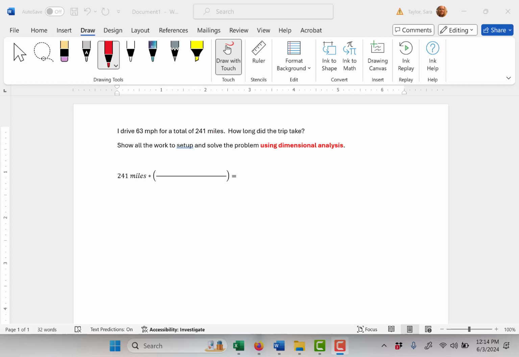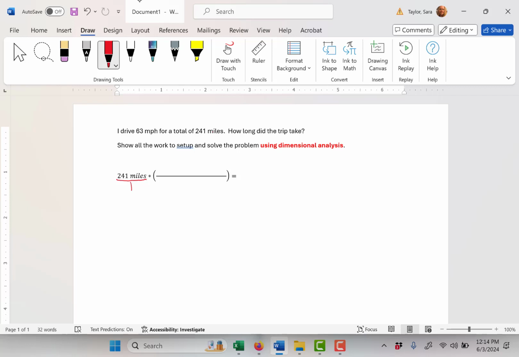So we are told that we traveled a distance of 241 miles. I'm going to start the calculation with that. So I have 241 miles at the beginning. Notice again that that is a fraction. 241 miles is in the numerator. If you like, you could put it over 1 in order to clearly see that it's in the numerator.